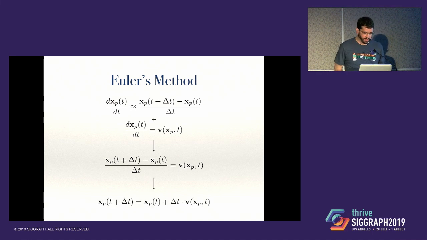Do a little bit of rearrangement, and we get this formula for how to update the position in time. So we have that the position at time t plus delta t, some short time in the future, is equal to the old position plus delta t times the velocity.